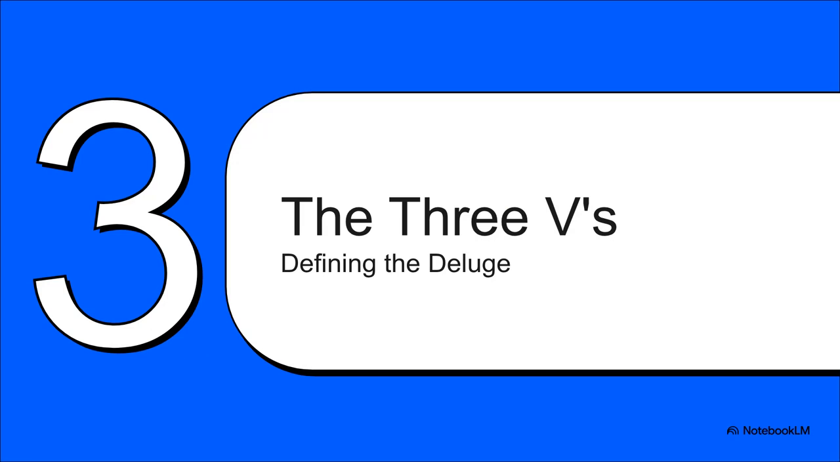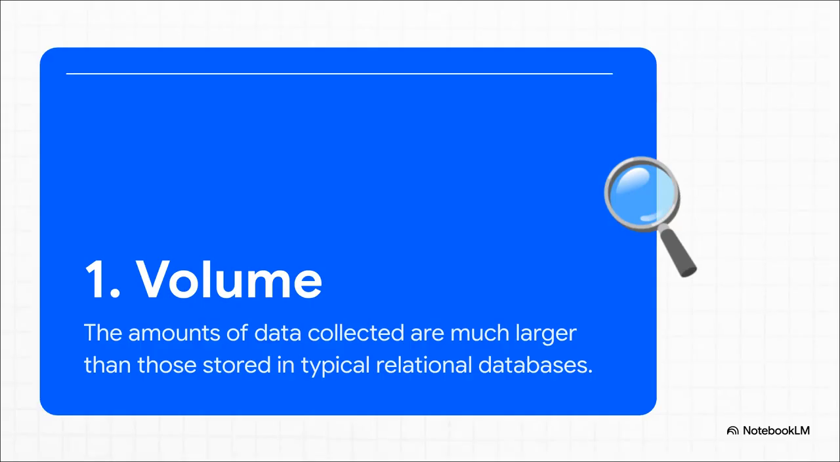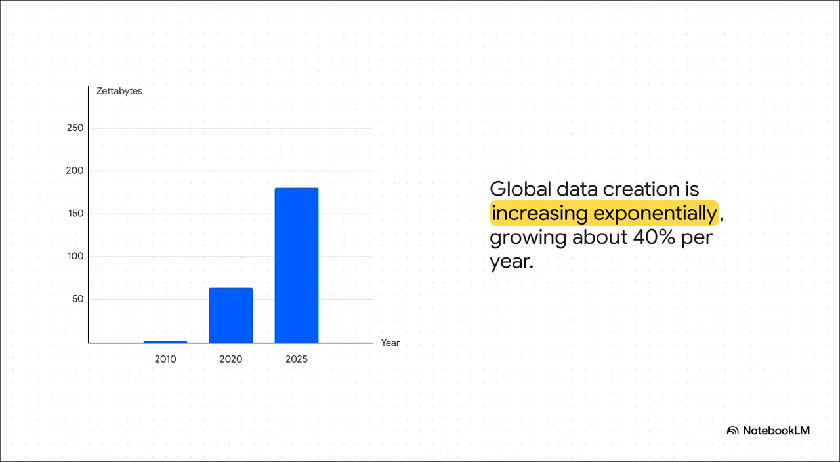So how in the world do we wrap our heads around this data deluge? Well, the classic way is through a framework known as the 3 V's. They perfectly describe the core challenges of this new world. The first V is volume. And we're not talking about just a little more data here. We are talking about an immense, almost unimaginable scale of information that absolutely dwarfs anything a database was ever designed to hold.